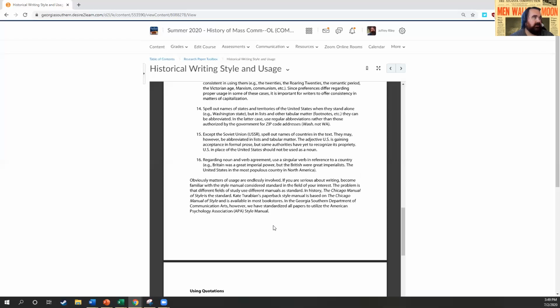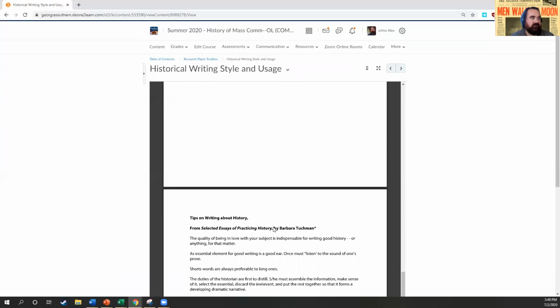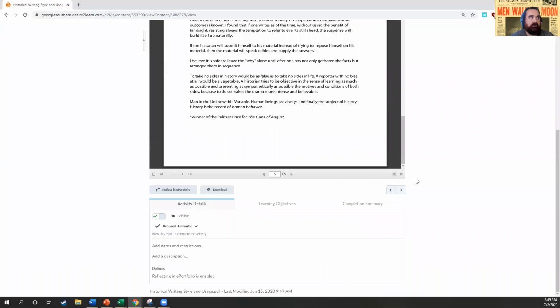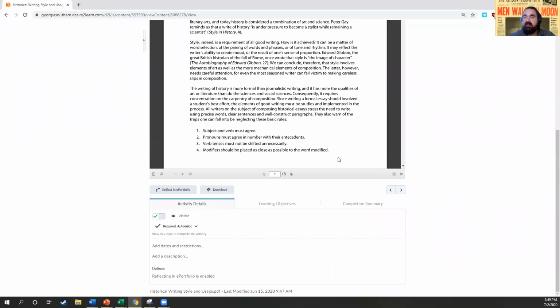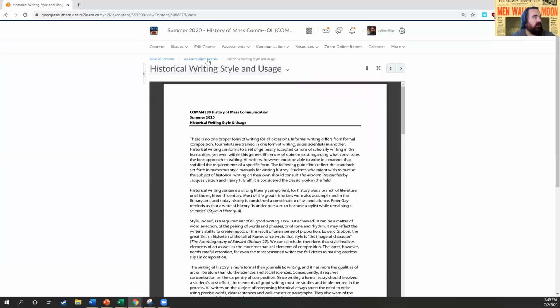So this is a document that'll explain some of the historical style stuff, which will be useful just for the writing of it. This has less to do with the research and more to do with sitting down and actually typing the thing out. Let's go back to the toolbox.